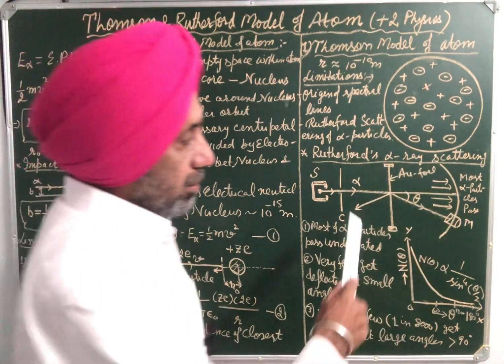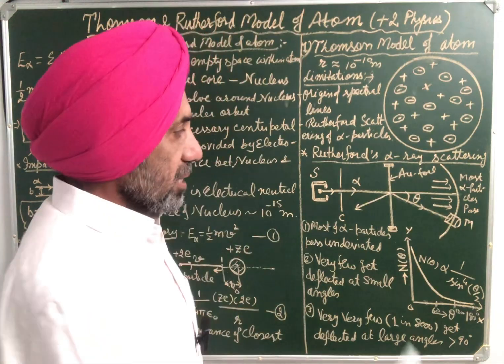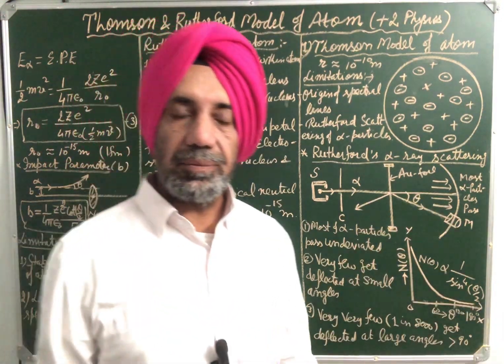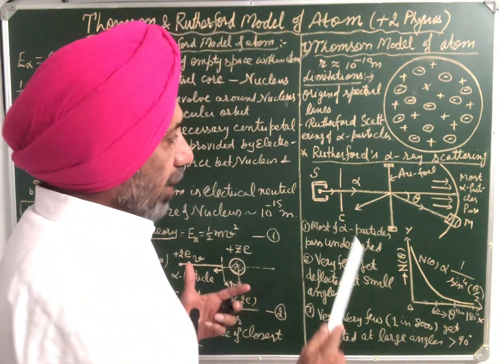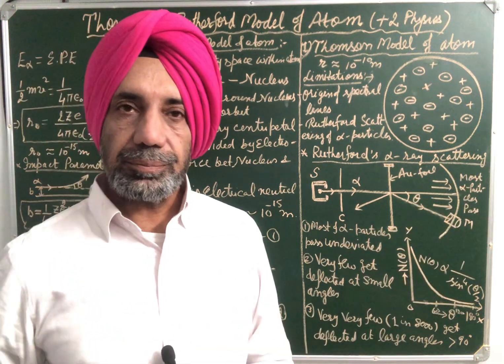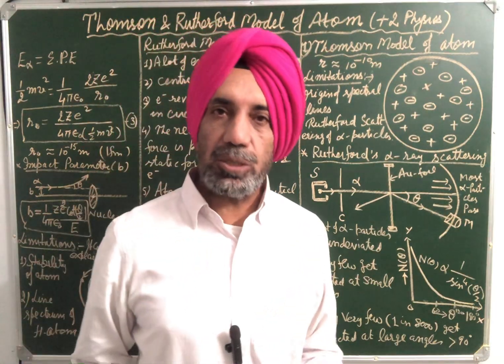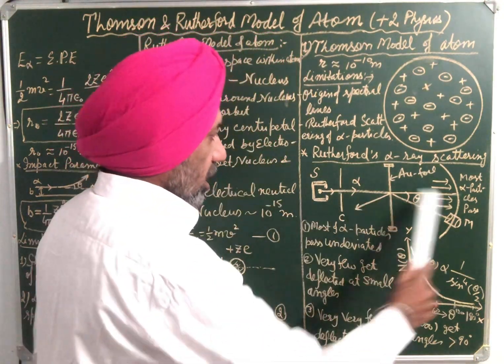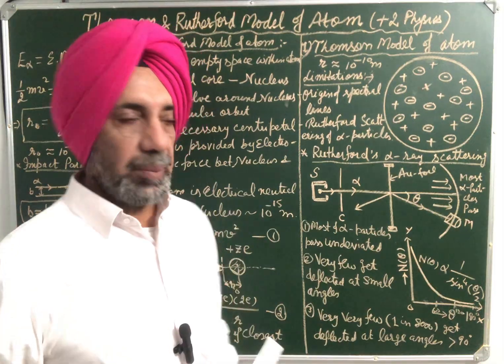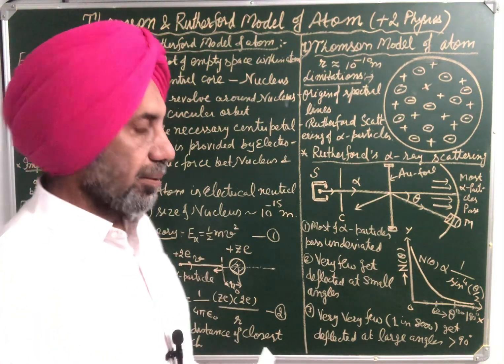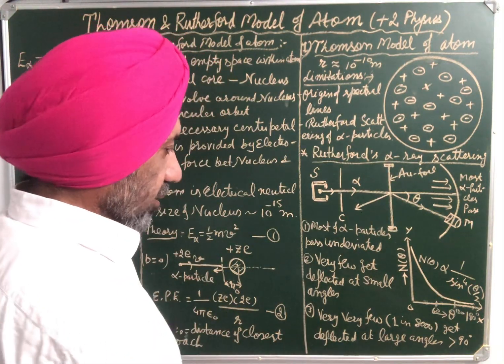Most of the alpha particles pass undeviated. What does it mean? It means there is a lot of empty space within the atom, because an alpha particle is a positively charged particle having charge plus 2e, and it passes through the thin gold foil.